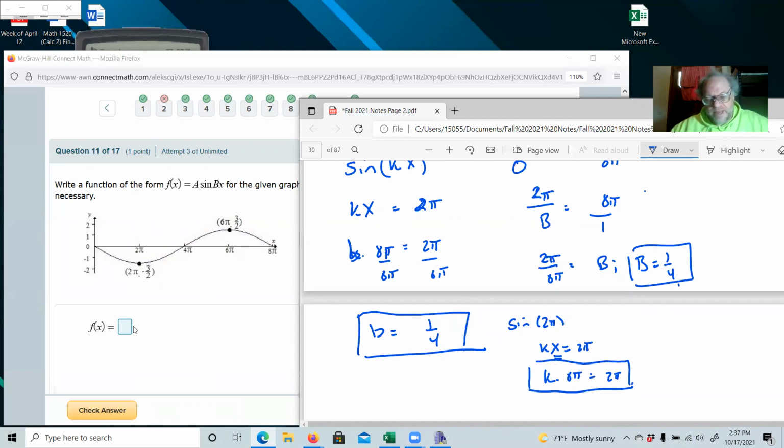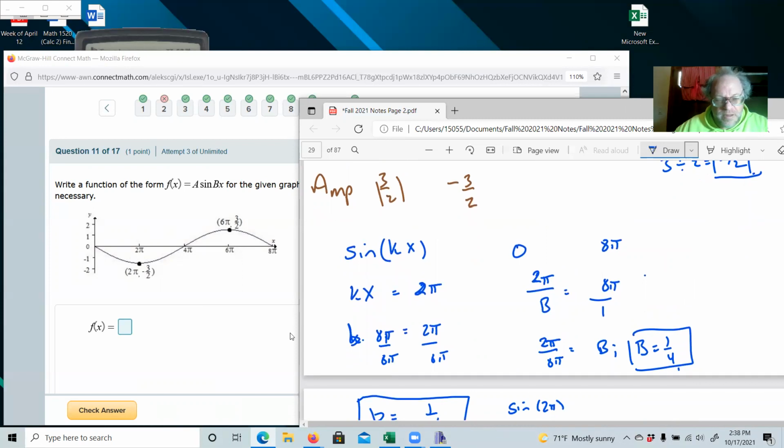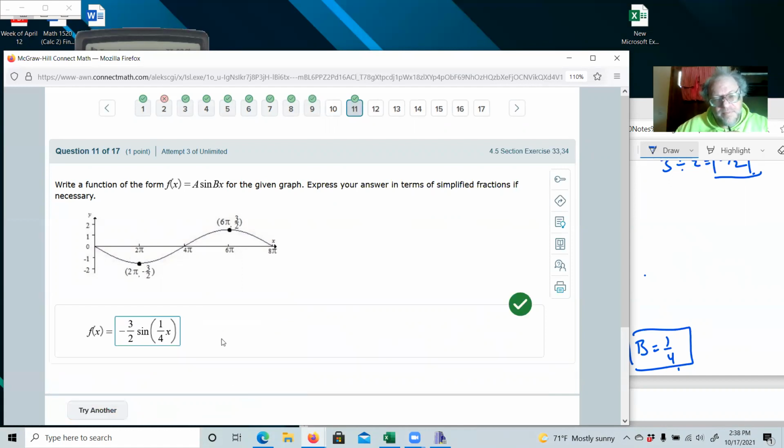All right, so this equals what? What was our first value that we ended up with was negative 3/2 sine 1/4 x. I'm going to put this in parentheses because you don't want to have confusion there. So that's the kind of thing we're looking at.